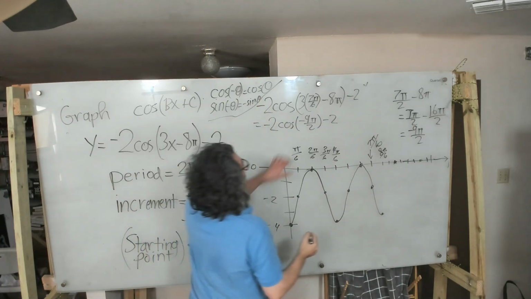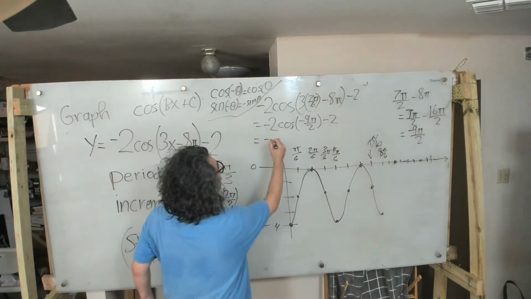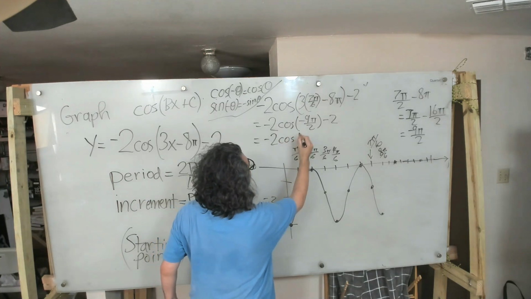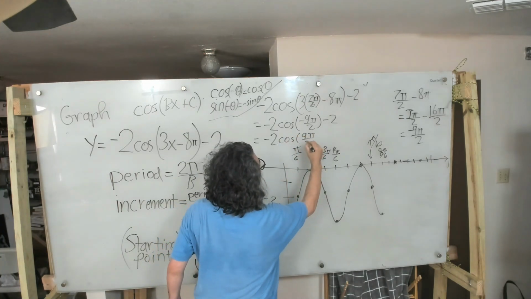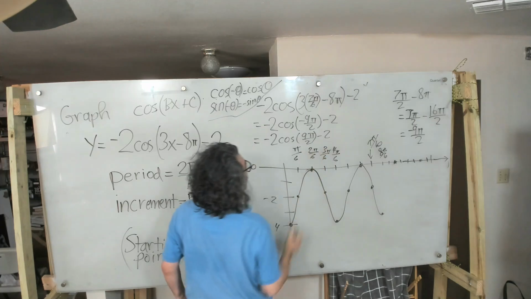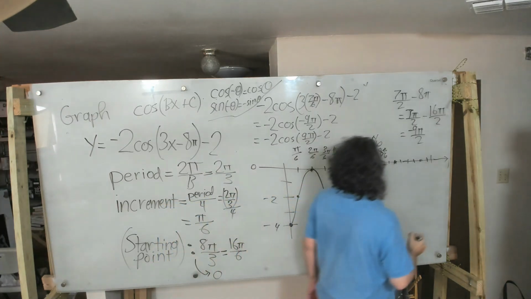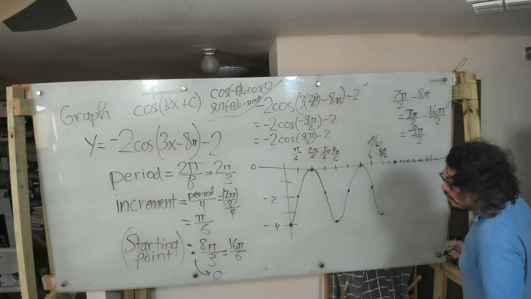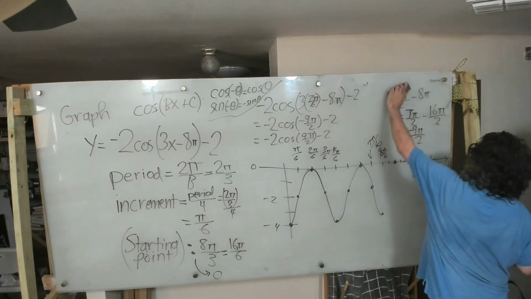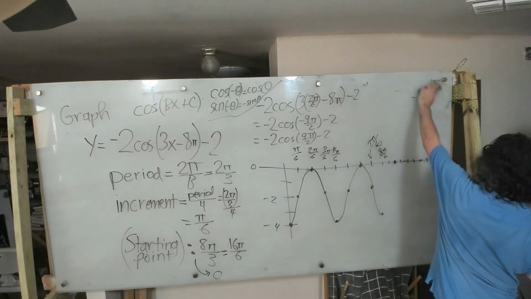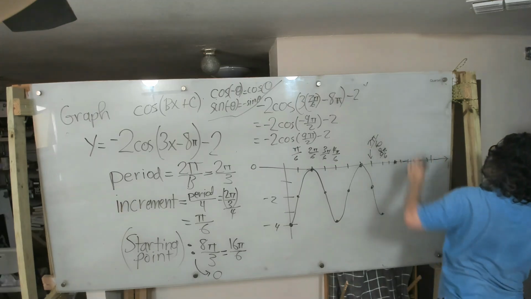So in this particular case, we could simply say that that's negative 2 cosine of 9 pi over 2 minus 2. Okay? Now you might say, well, David, what if I don't know the even-odd identities? How else could I have discovered this, or how else could I evaluate this? Because we're about to evaluate this, right? So let me show you.